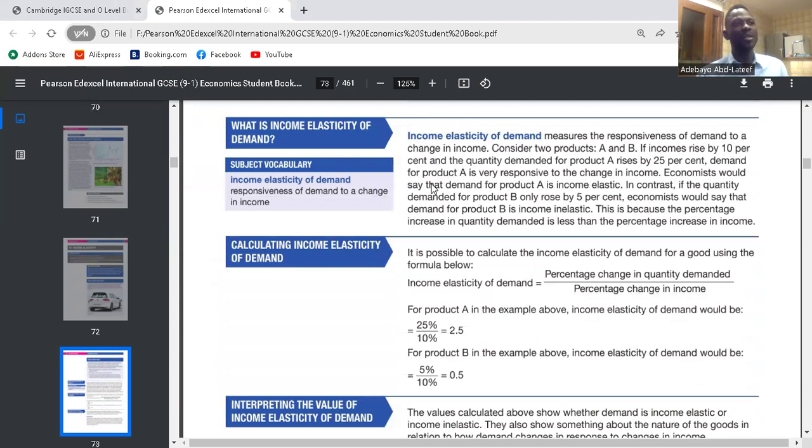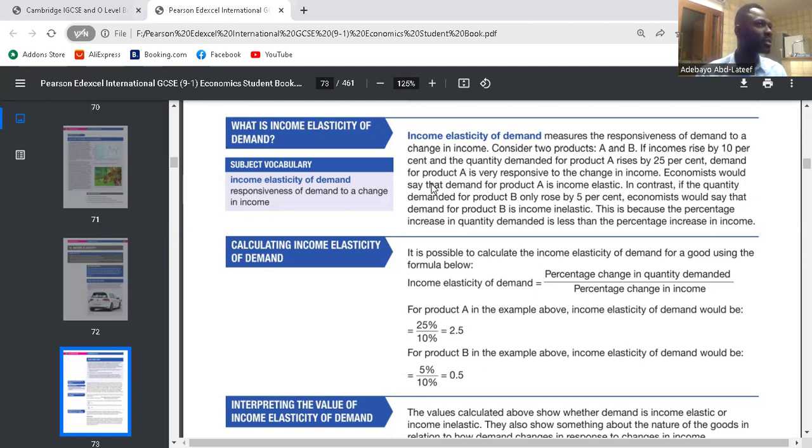What is income elasticity of demand? That's YED. We call it YED. So income elasticity of demand is the degree of responsiveness of the quantity demanded of a product as a result of a change in the level of income. That is income elasticity. Do you get the point?